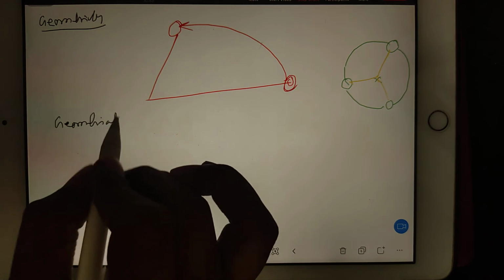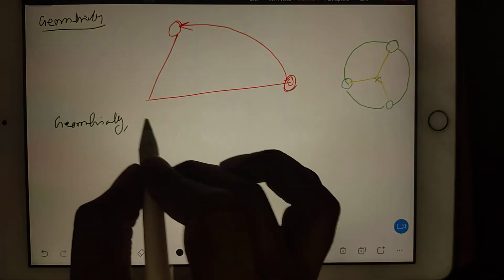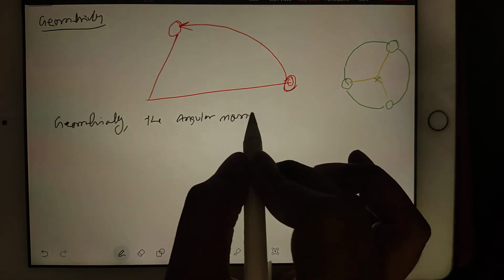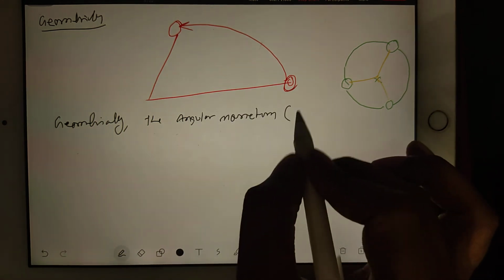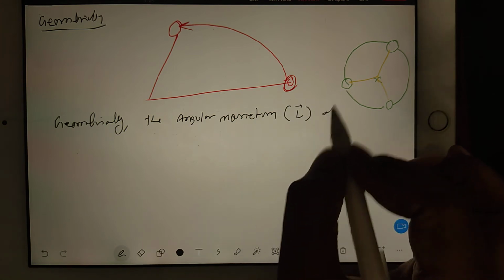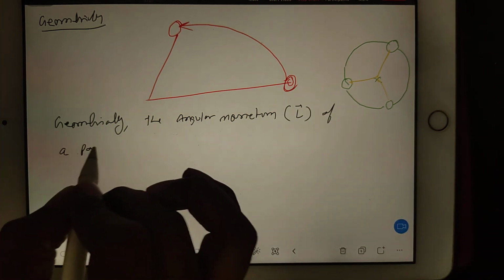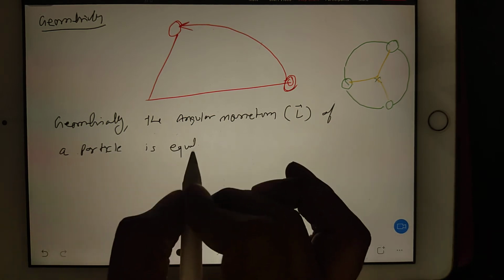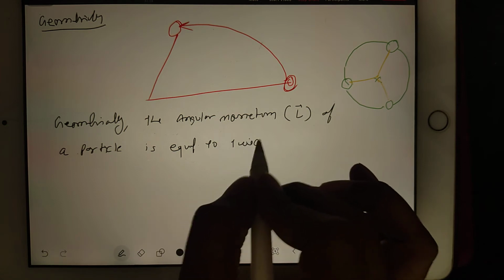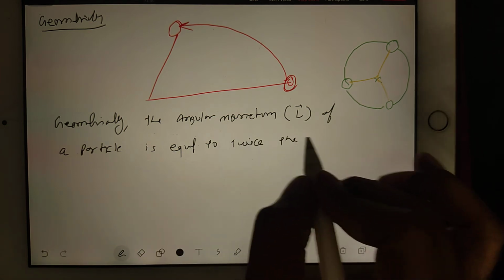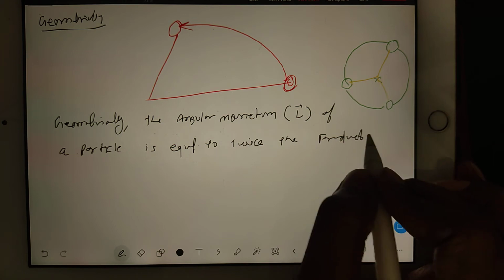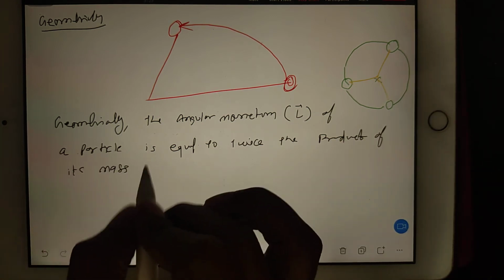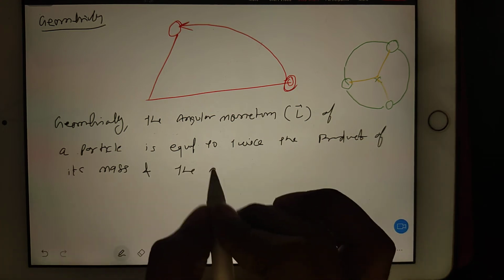Geometrically, the angular momentum, that is capital L, of a particle is equal to twice the product of its mass and the areal velocity.